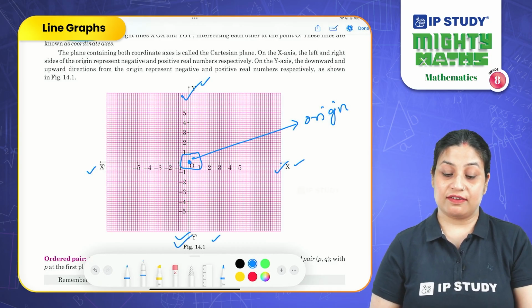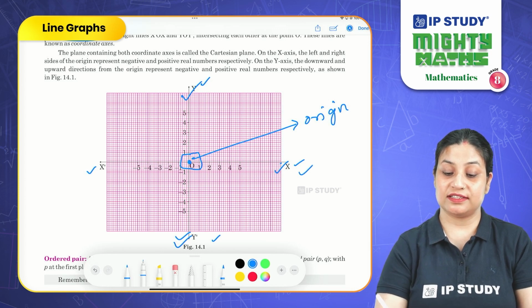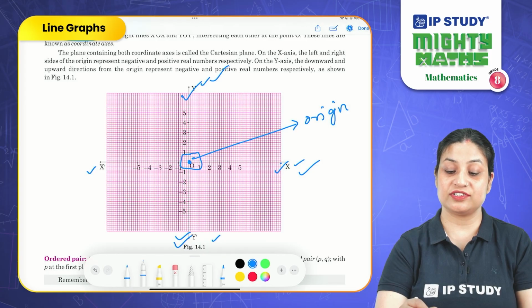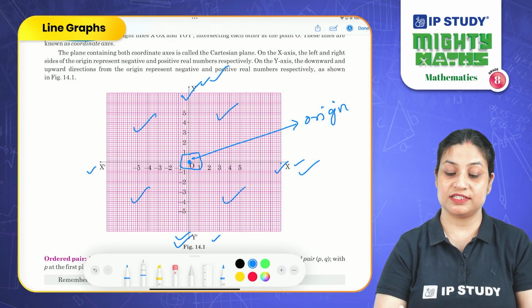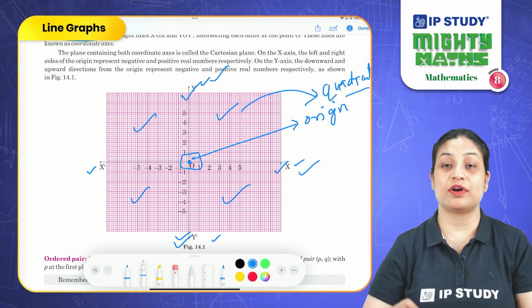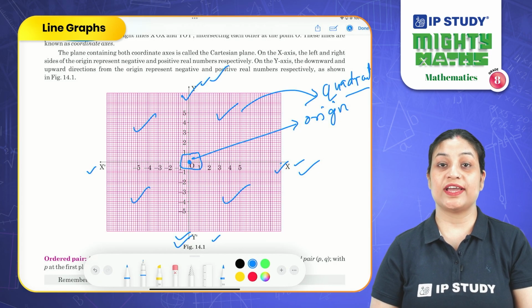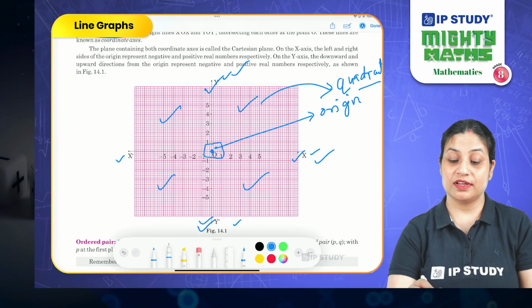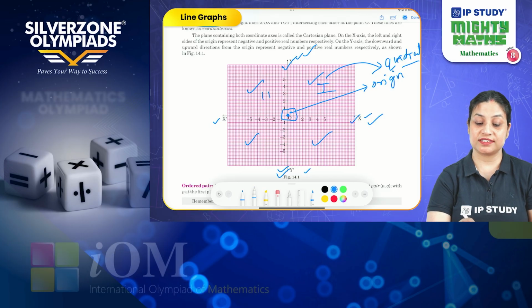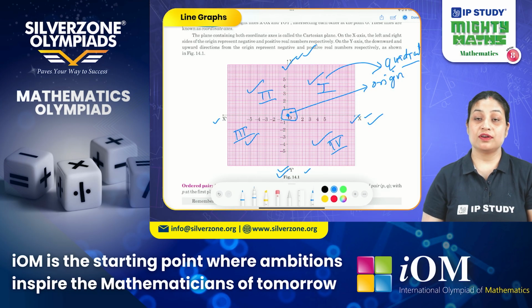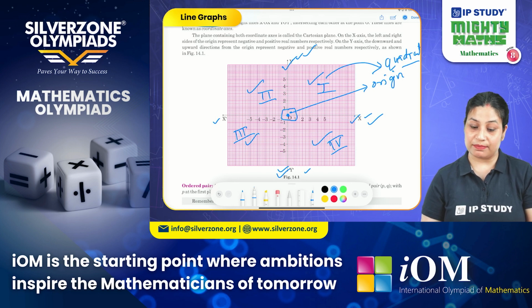One more thing is there. When we are drawing these 2 lines, this XOX dash and YOY dash, we are getting 4 regions, right? This one, this one, this one, and this one. These regions are called quadrants. So whenever 2 axes intersect each other at the origin, we get 4 quadrants over here. This one is the first quadrant, this one is the second, this one is the third, and this one is the fourth. We will discuss it later in this chapter.